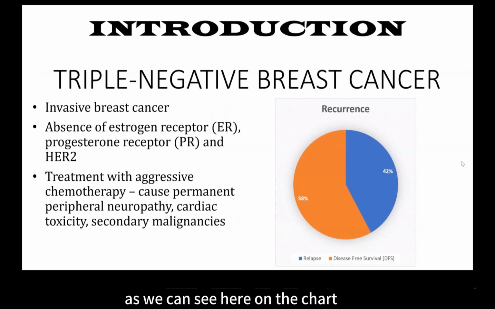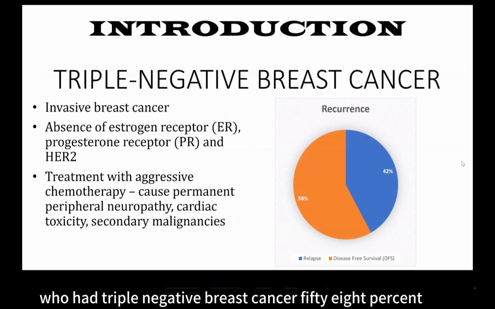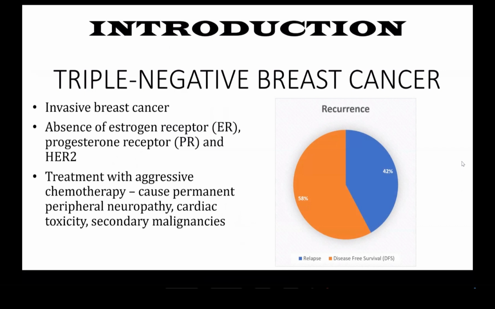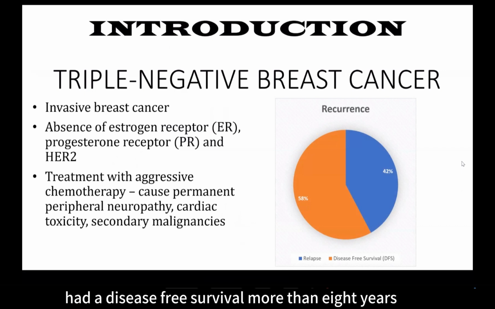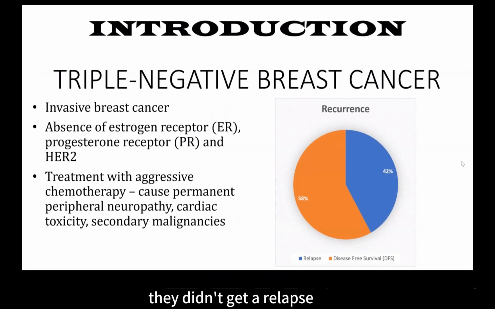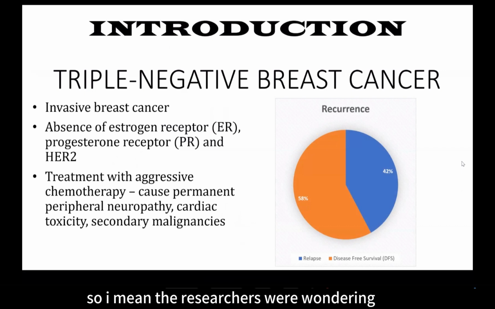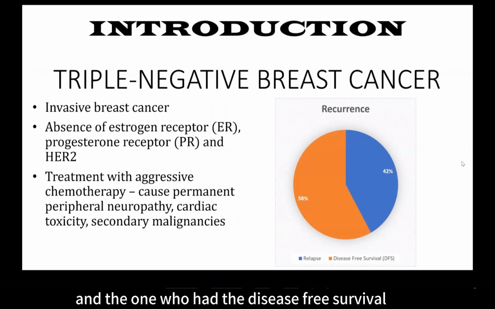As we can see here on the chart, of the patients who had triple negative breast cancer, 58% had disease-free survival. For more than 8 years, they didn't get a relapse, whereas 42% had a relapse. So the researchers were wondering what is the difference between those who relapsed and those who had disease-free survival.